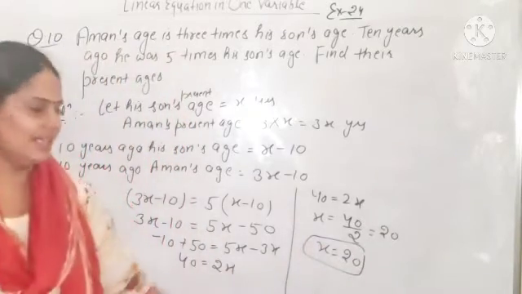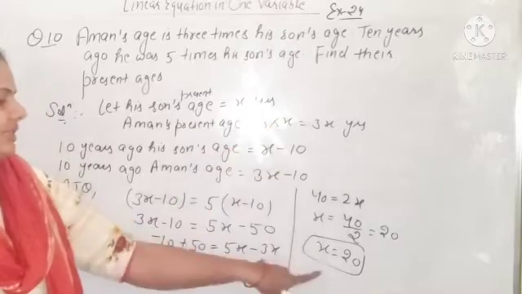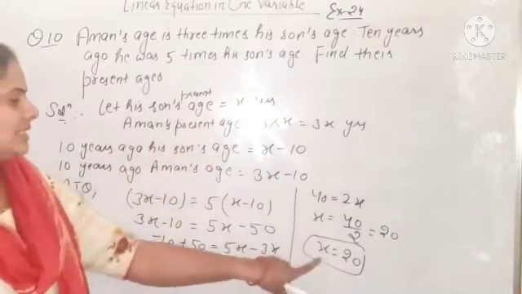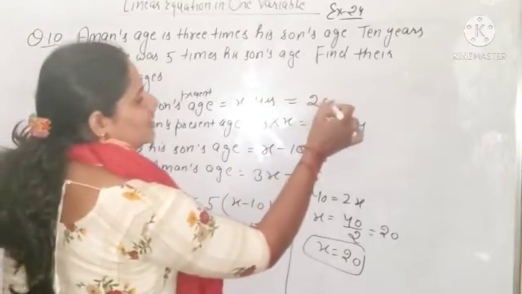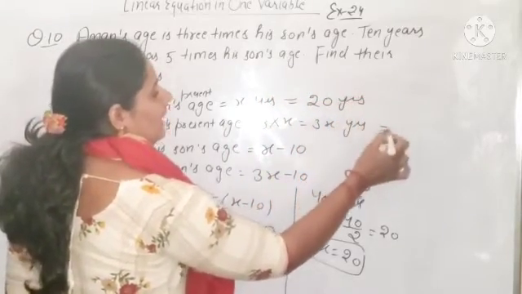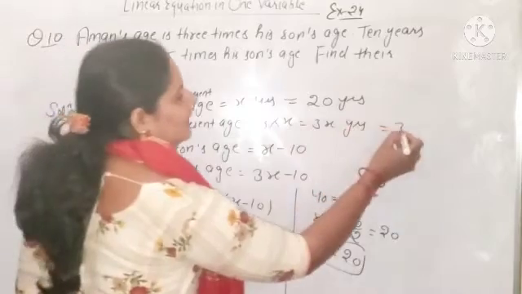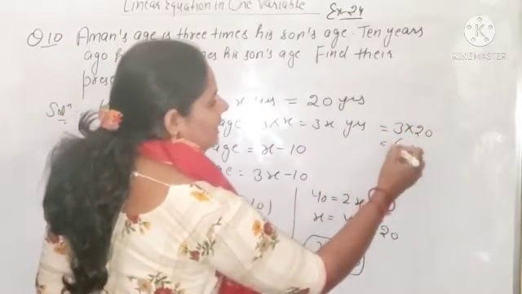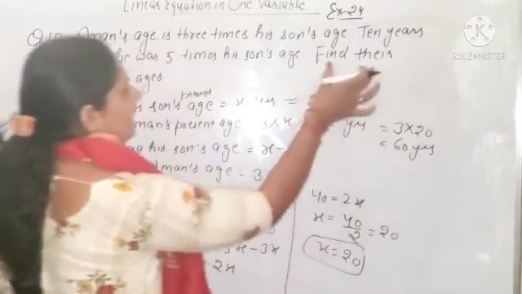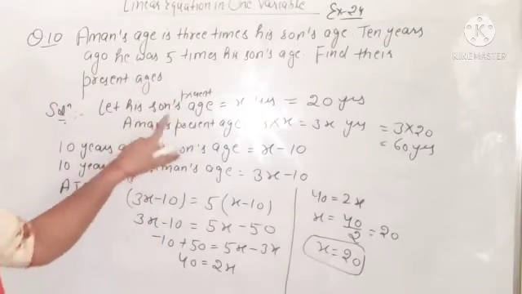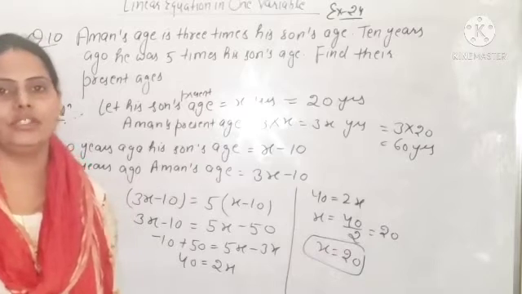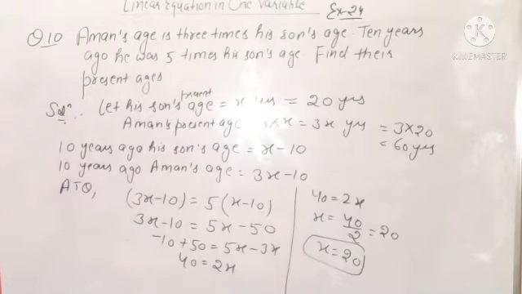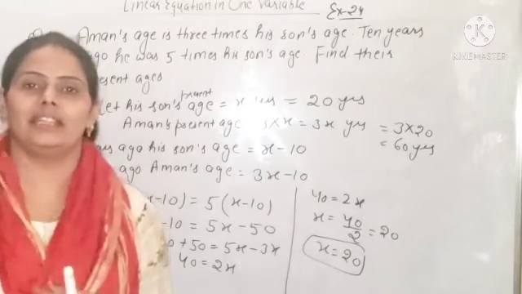Clear? What is the value of x? It is 20 years. Okay, so x is 20, it means his son's present age will be x years, which means 20 years, and Aman's present age will be 3 into 20, so you can say it will be 60 years. Okay, so you have to find their present ages. So his son's present age will be 20 years and Aman's present age will be 3 into 20, 60 years. Is it clear?